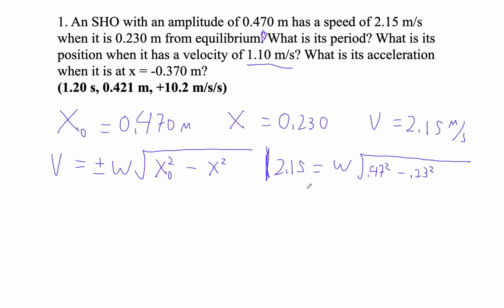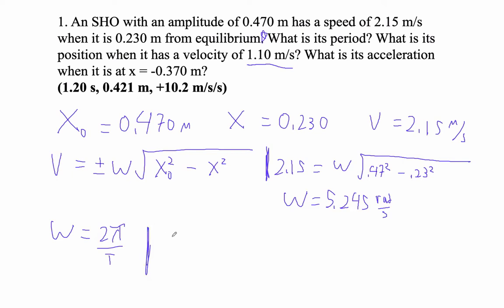And I can do this. So 2.15 divided by the square root of 0.47 squared minus 0.23 squared. Don't forget to square these things, right? And I get 5.245 radians per second. And then the second step is omega is 2 pi over T.